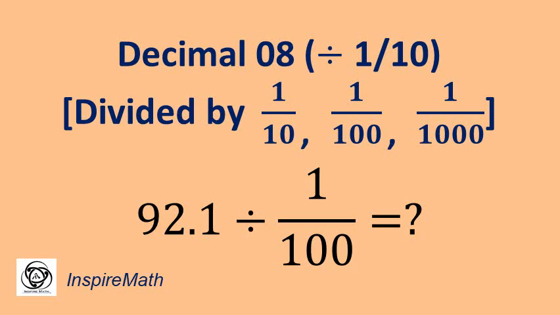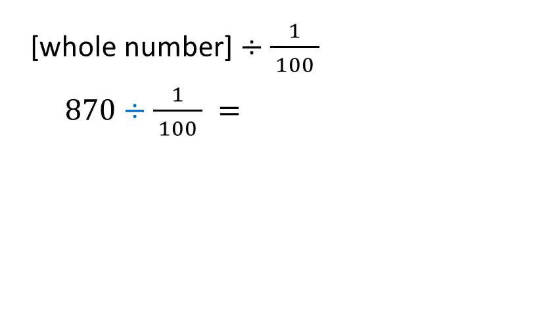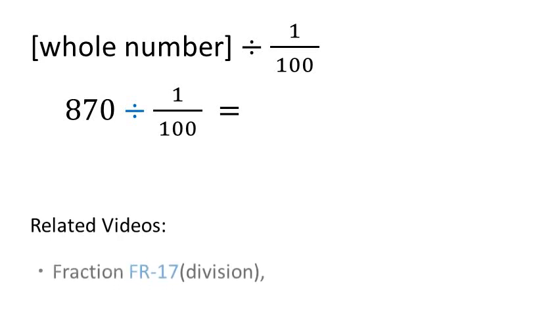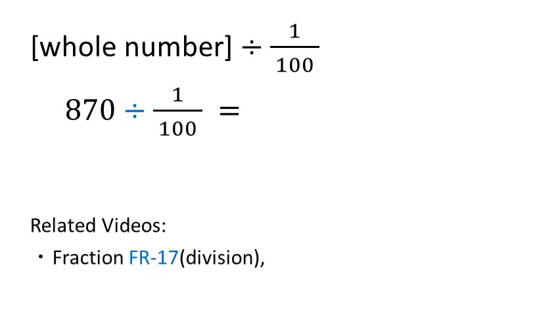Today we're going to study how to divide decimals by 1 over 10, 1 over 100, 1 over 1000, and so on. Let's study how to calculate a whole number divided by 1 over 100. For example, 870 divided by 1 over 100. Do you remember that division of fractions can be changed to multiplication? If not, please refer to the video, fraction 17.